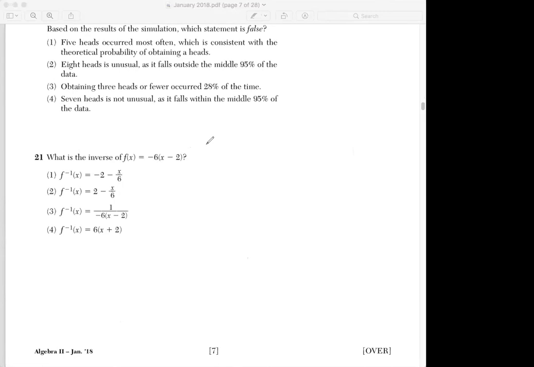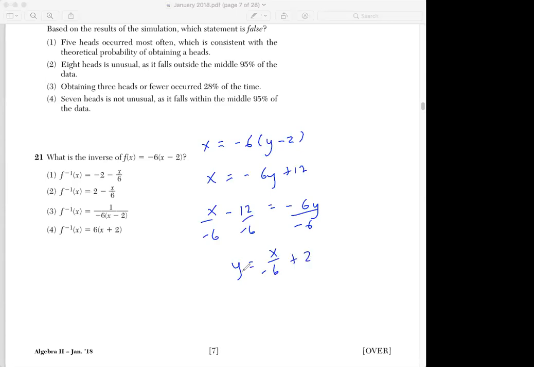So you get x equals negative 6, y minus 2, x equals negative 6y plus 12, x minus 12 equals negative 6y. Divide both sides by negative 6. Y equals x over negative 6 plus 2. Change this to f inverse notation. Answer is choice 2.